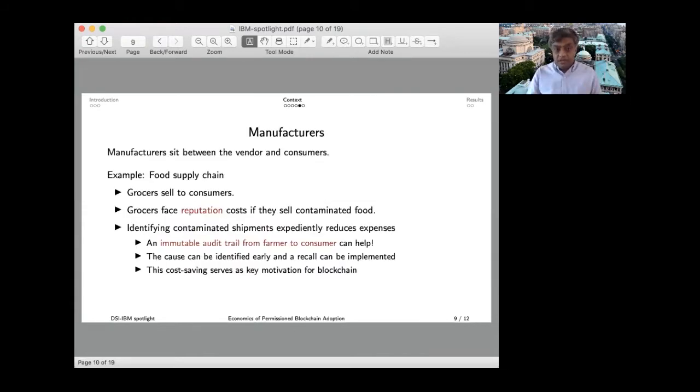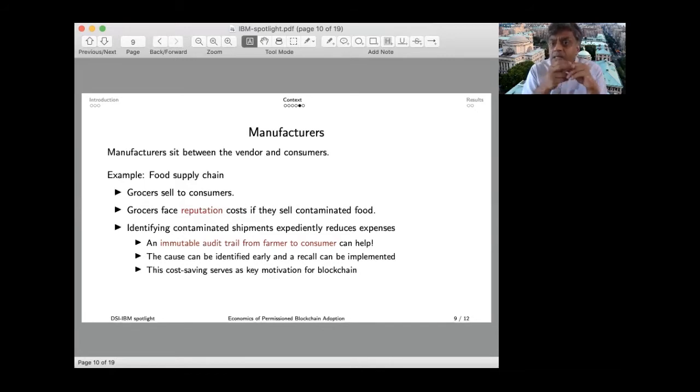Manufacturers sit between the vendor and the consumer. They're like the grocers in a food supply chain. The grocers face reputation cost if they sell contaminated food, and therefore having an immutable audit trail going from the farmer to the consumer can help. The cost can be identified earlier and recall can be implemented. And this cost saving serves as a key motivation for blockchains.